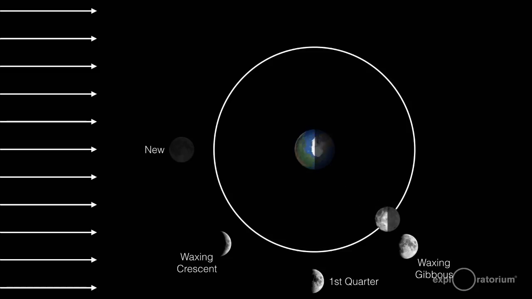Moving along, another few days. And now, looking at it from the Earth, you can see the entire surface of the moon lit, like we do tonight, except for the fact that we have an eclipse. And that is the full moon.